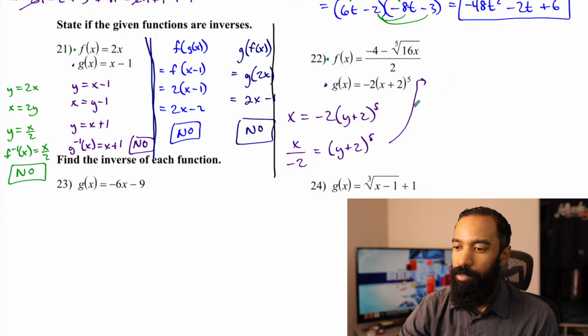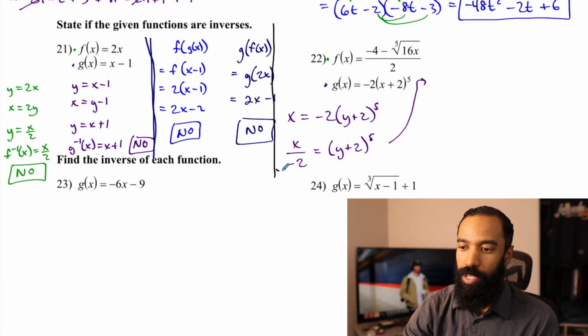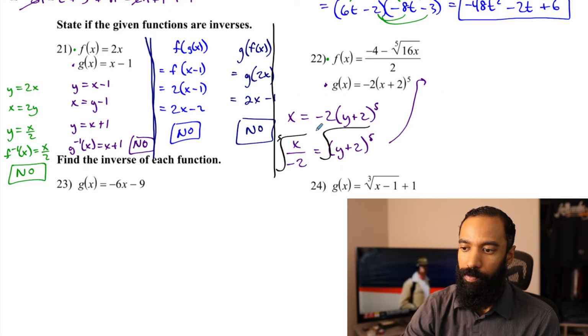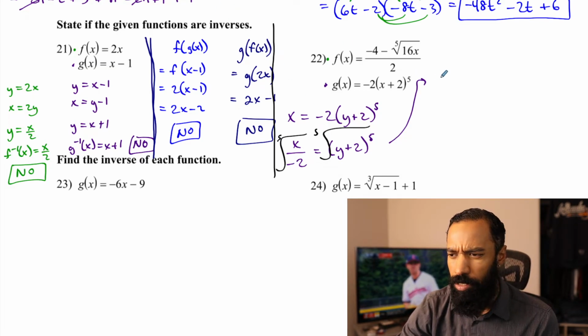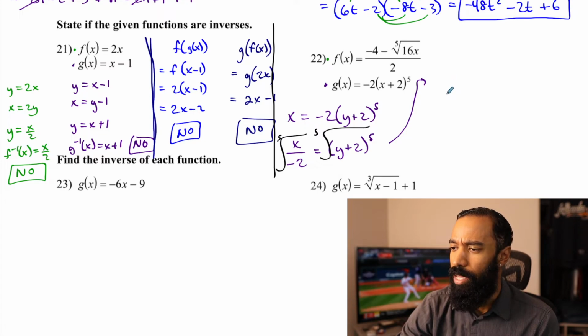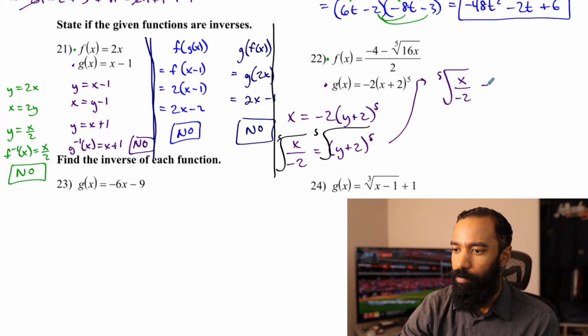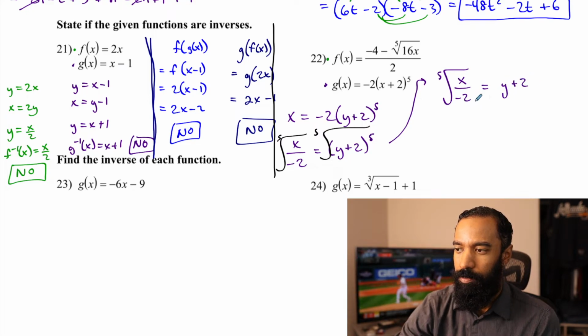And then you can take the 5th root of both sides. Take the 5th root here, take the 5th root here. Divided by negative 2. Yeah, I think so. And then you get the 5th root of x over negative 2 equals y plus 2.